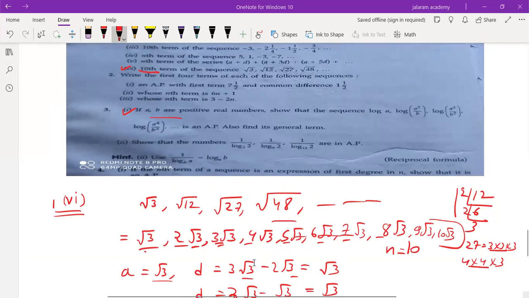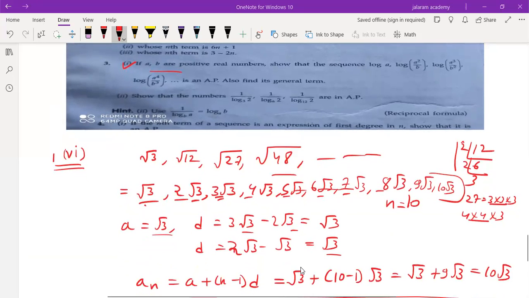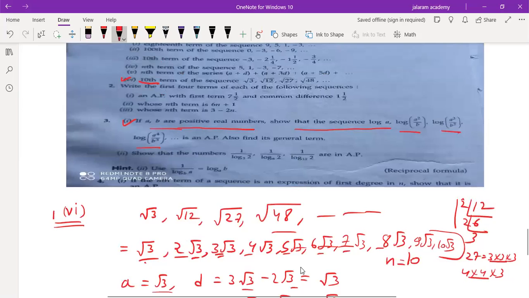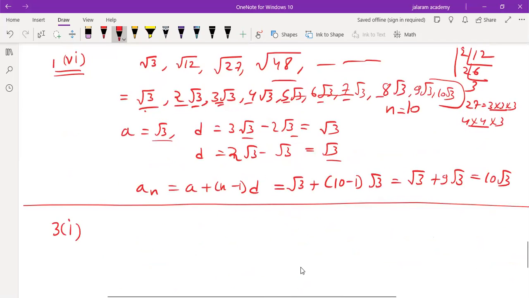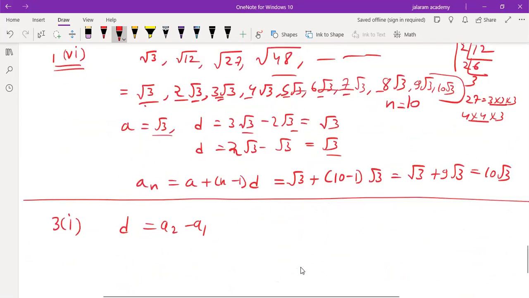And then question number thirty-one, which is related to the properties of logarithm. If a, b are positive real numbers so that the sequence log a square by b, log a cube by b square, log a to the power 4 by b cube is also an AP. So find the difference actually, to check whether it's an AP or not. First, if we find d equals a2 minus a1, so a2 is log a square by b and a1 is log a.